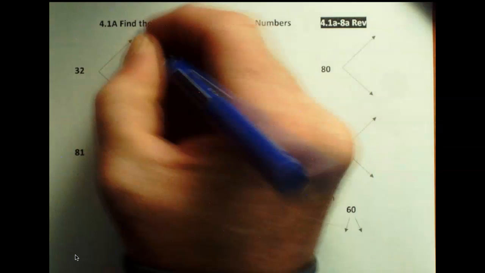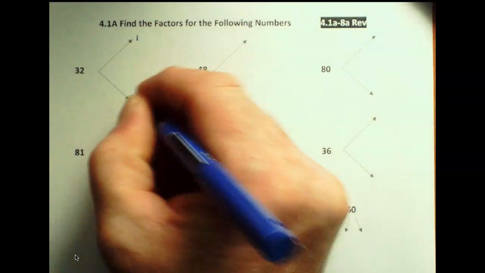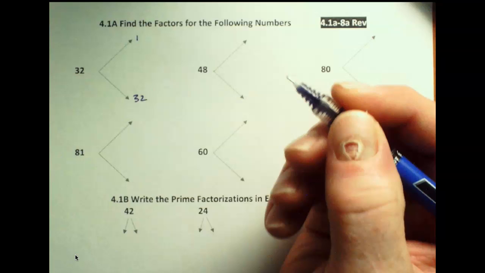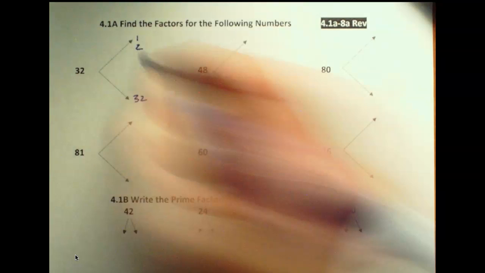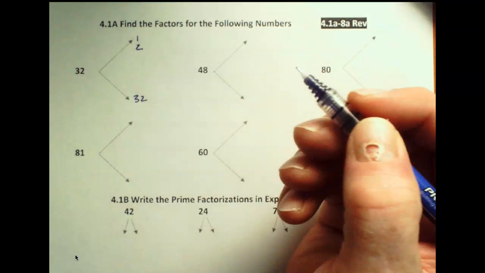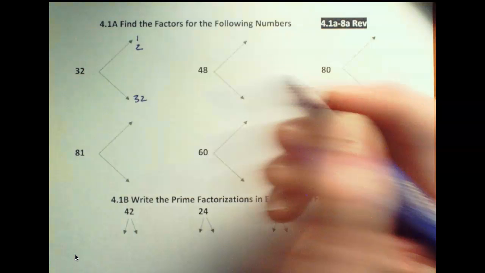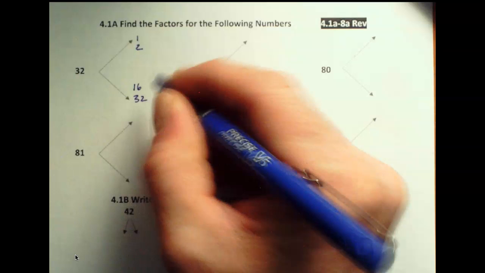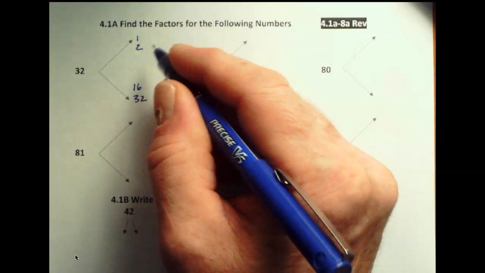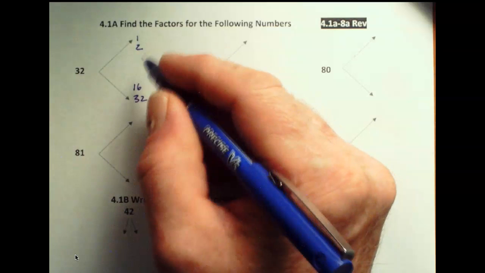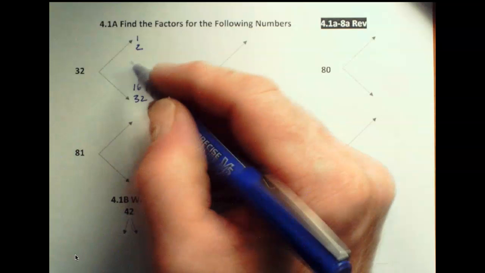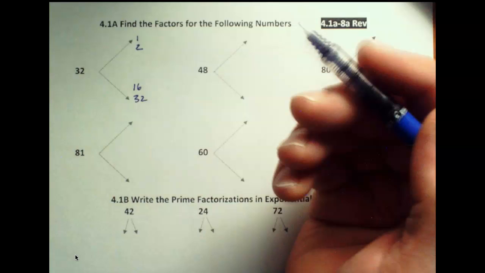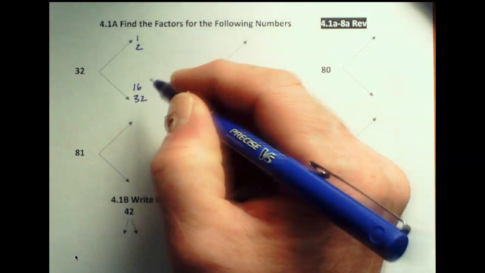So you can always start off by putting the two numbers down. 1 and 32 both go into 32. 2 goes into 32 because it's an even number. And if you take 32 and divide it by 2, you'll find out it goes in there 16 times. All right, let's see. 3 doesn't go into 32 because 3 times 10 is 30. So 3 won't fit into 32 evenly.